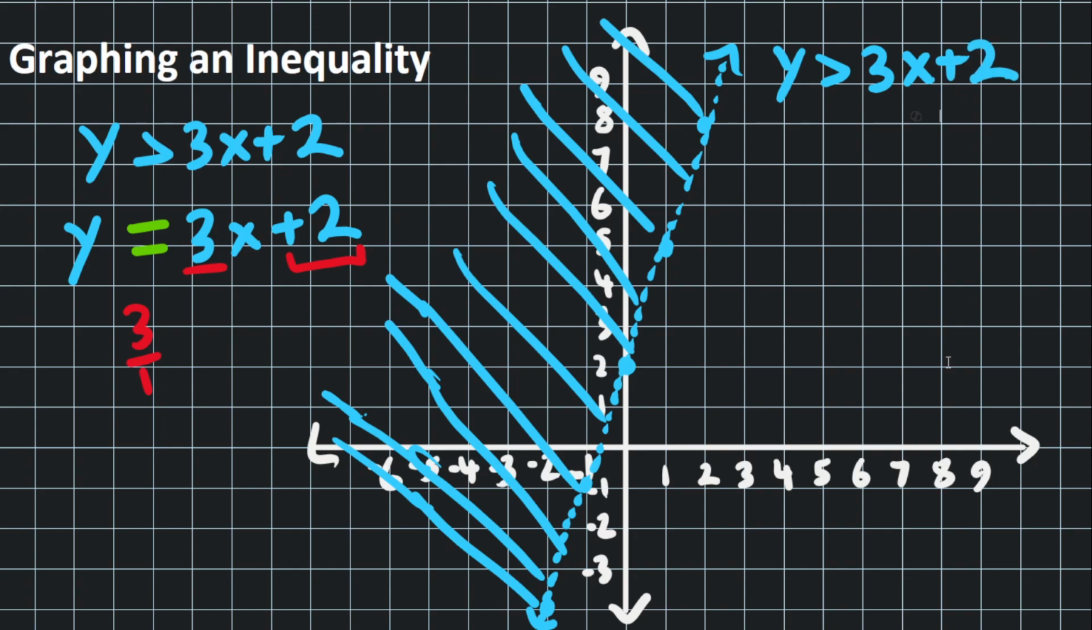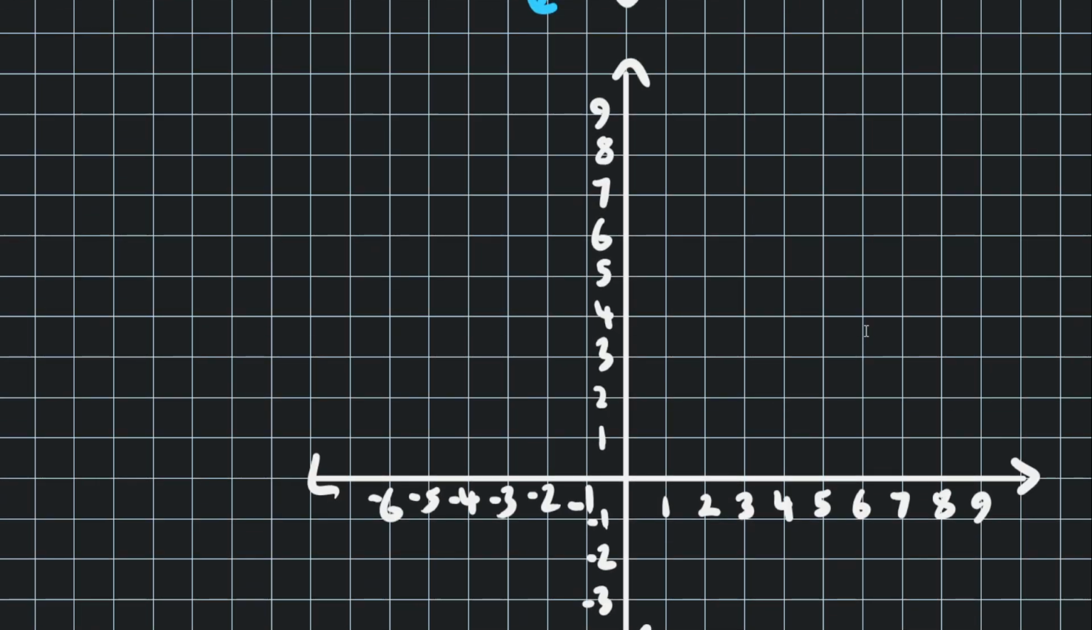Excellent. So let's move on to another example. This time we are going to graph y is less than or equal to 2x plus 1. Very similarly, we will treat this as a linear equation. The y-intercept, 0, 1, is right here. And the slope is 2 over 1. So up 2 over 1, up 2 over 1, and then down 2, left 1.